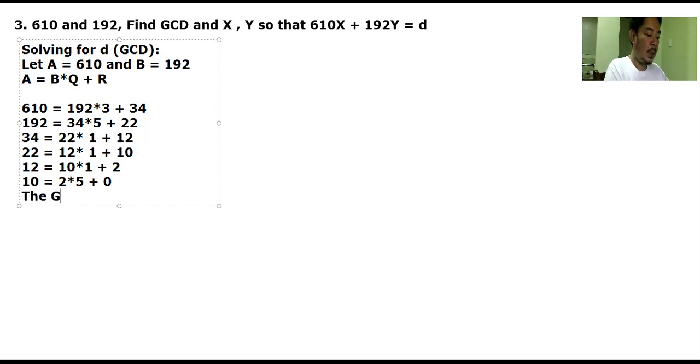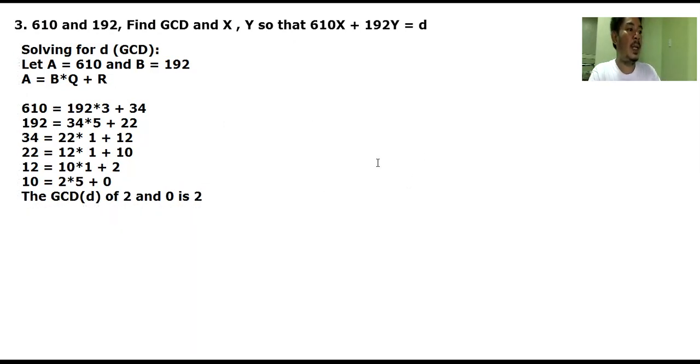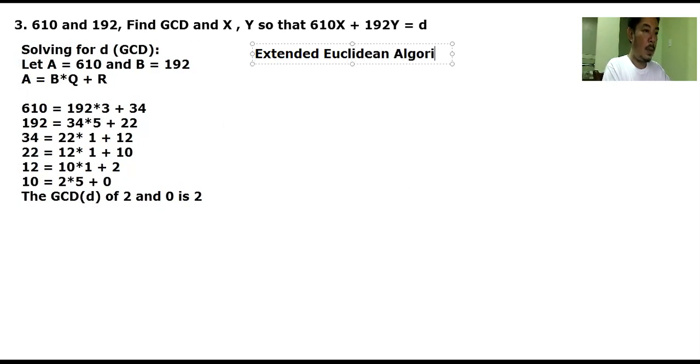So therefore, the GCD or sabihin natin D of 2 saka 0 is 2. Okay? So, ito po ang sagot. 2. So, yung D po natin is 2. They're solving for extended Euclidean algorithm.